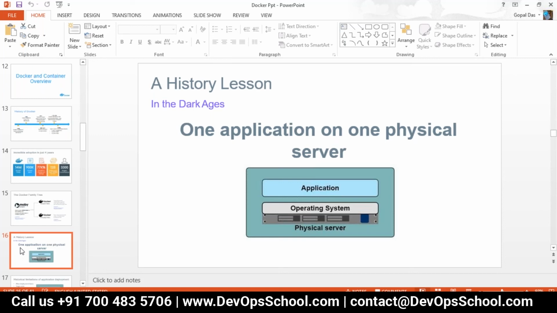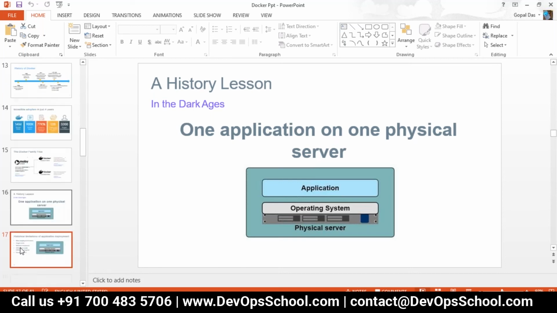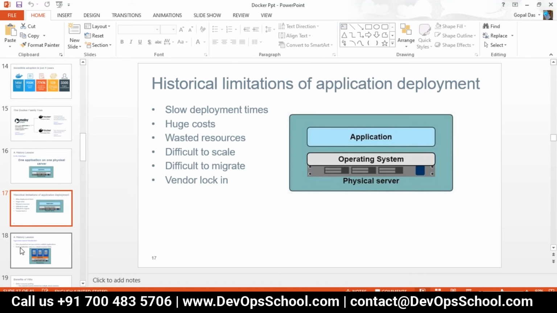Now, why has containerization come into the picture? There is a huge drawback. In a mainframe, one server runs one application. Because of that, previously there were so many issues, like limitations, slow deployment times, and huge cost involved.